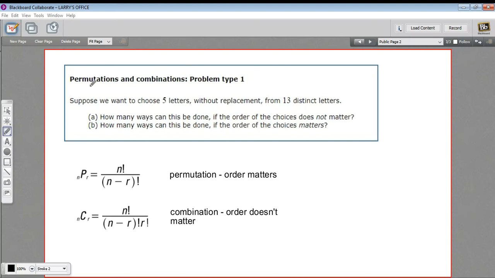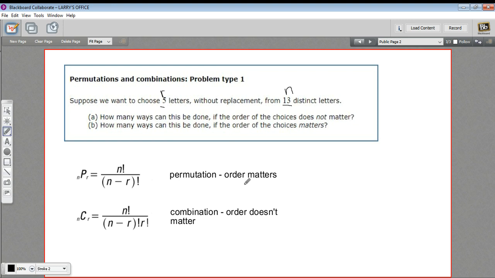Here we have another problem with permutations and combinations. This one says, suppose we want to choose 5 letters without replacement from 13 distinct letters. So what this means is the total number of items is 13. That's our N. The number that we're choosing is 5. That's R. And then we just have to distinguish which one's the permutation and which one's the combination.